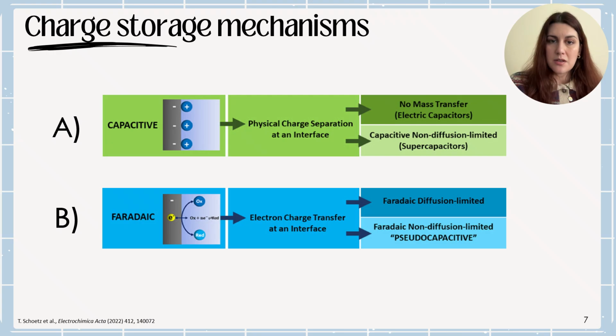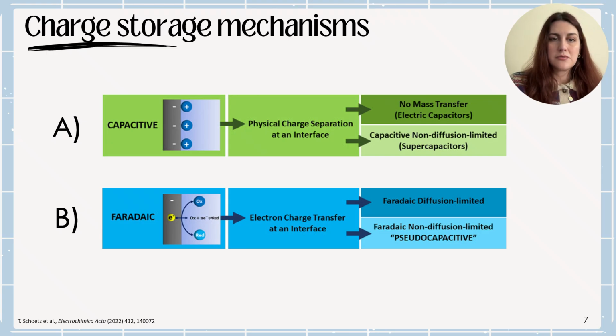In this process, there are no redox reactions and no mass transfer occurs toward the interface. Instead, the energy is stored electrostatically, like in the case of a conventional capacitor. In the case that there is mass transfer to the interface but no redox reactions take place, there is the case of capacitive, non-diffusion limited charge storage. For example, this behavior is seen in electrochemical double-layer capacitors, which are a class of supercapacitor devices.